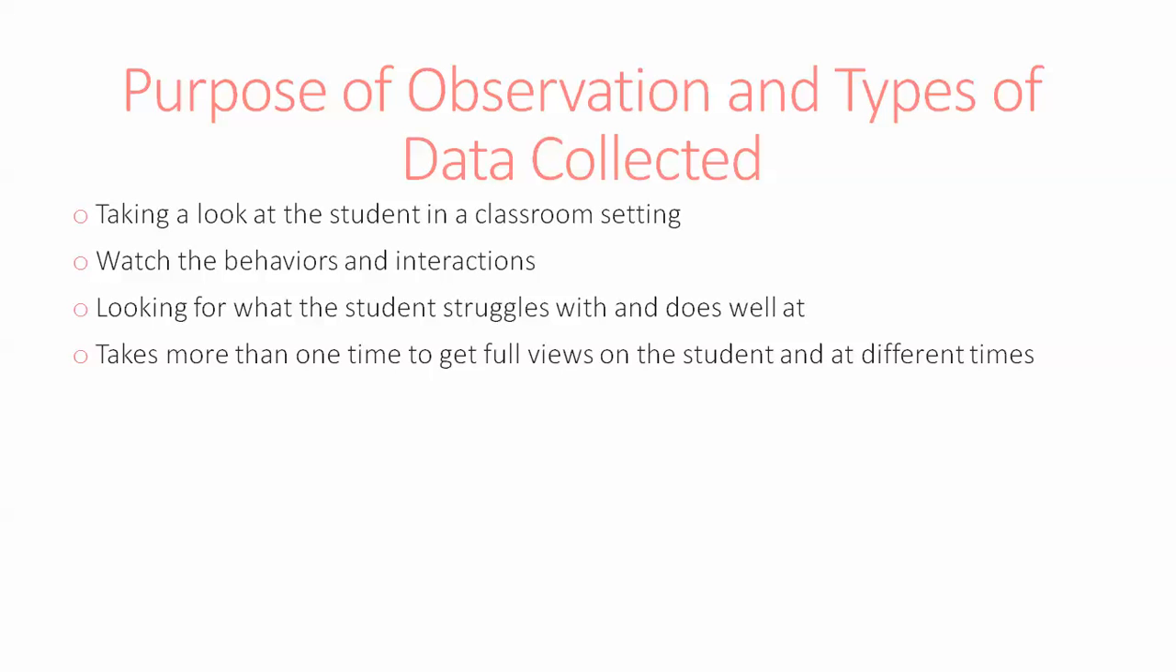One of the main purposes of observation is for an educator to get a look at how the child acts within the classroom setting. You want to watch for certain behaviors that are being displayed and how they interact with others, or if they don't interact. You can also keep an eye out for when the student struggles and what he does well with. Not all of the child's behaviors are going to be present at once, so it would be a good idea to go back more than once to the room and observe the child at different times throughout their day.